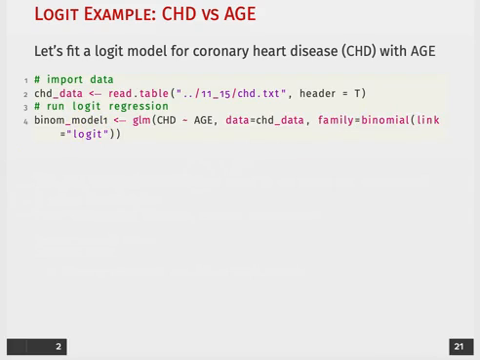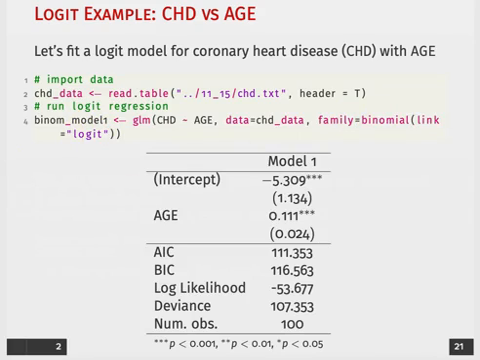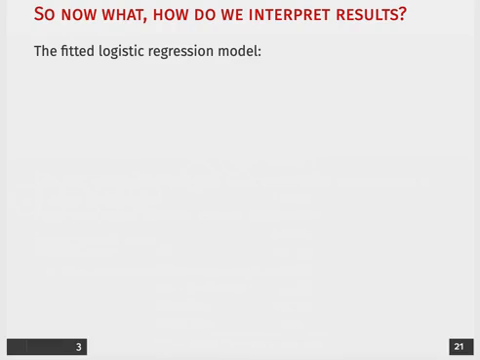Now that we have our model, let's take a look at the estimated coefficients. We can see that our estimated coefficient for the intercept is negative 5.3, and our estimated coefficient for age is 0.11. Just remember those moving forward when we're constructing the regression fit. Now that we've got our estimated coefficients, what do we do from here?